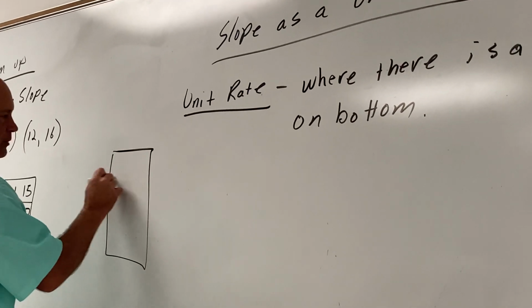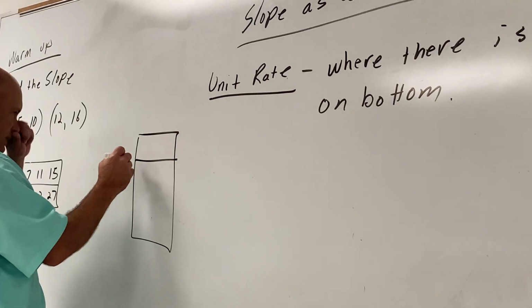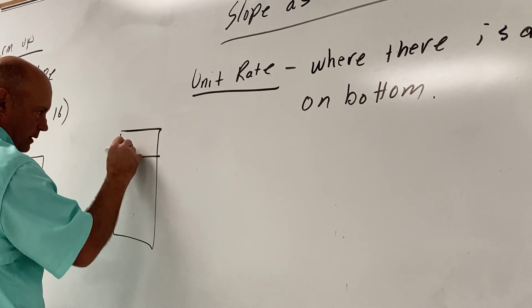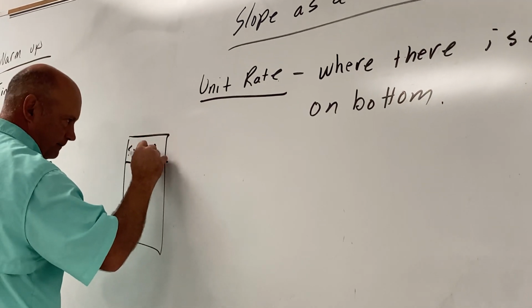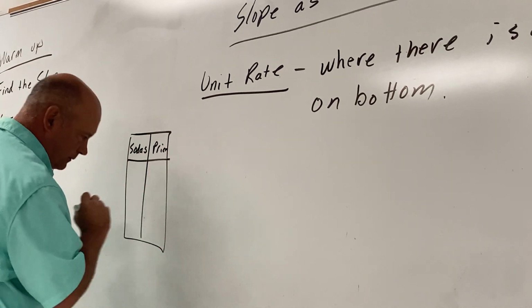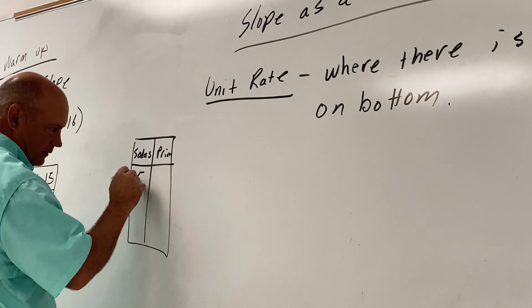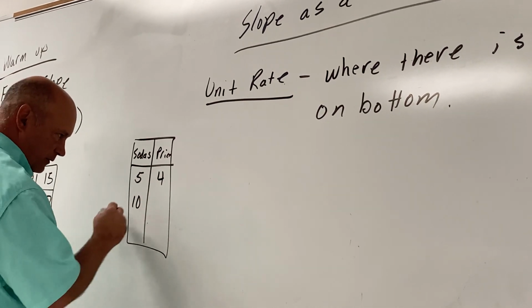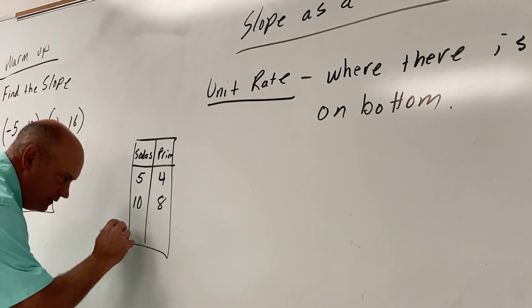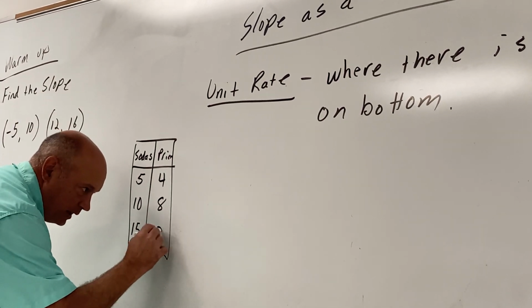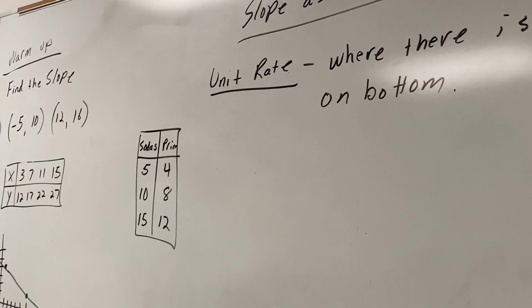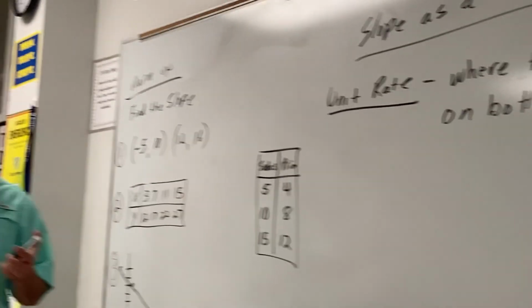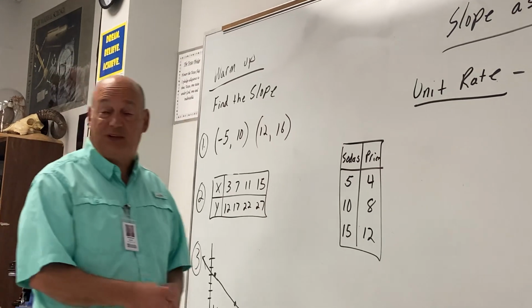Let's start with the table. Let's put sodas and price. 5 sodas for $4, 10 sodas for $8, 15 sodas for $12. Okay, let's say they give us this table and ask us to find the slope, but write it as a unit rate. Well, nothing changes.